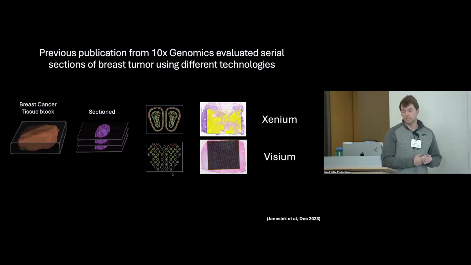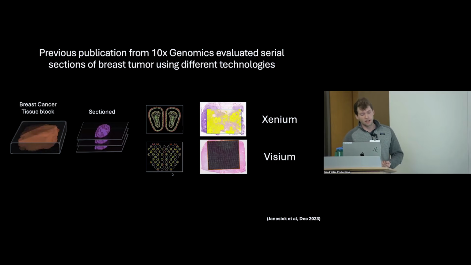And this is the data set that I was looking at when I found this issue. This is a data set from a previous publication from 10x Genomics. They had a breast cancer tissue block, and they took serial sections of the tissue block. One of these serial sections went to Xenium, which is, again, the imaging-based platform. Another serial section went to Visium, which is the sequencing-based platform.